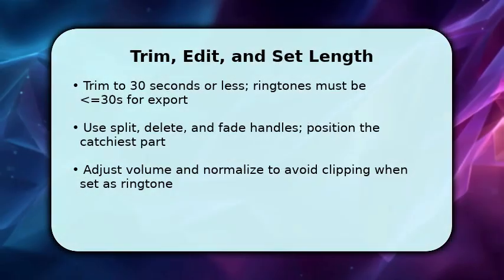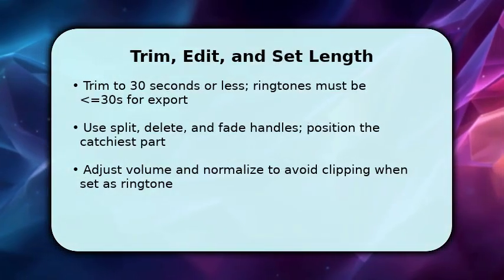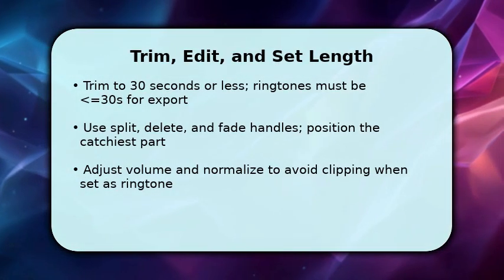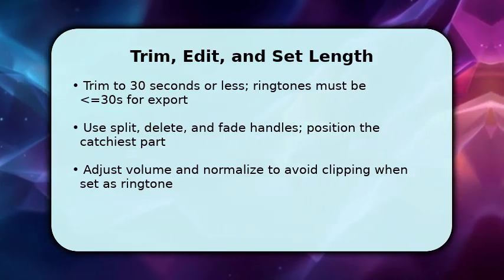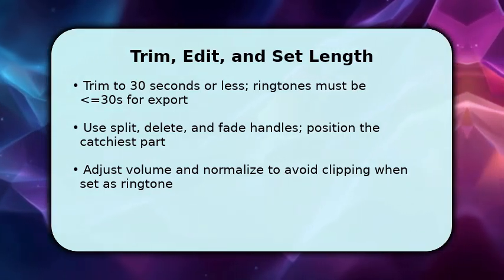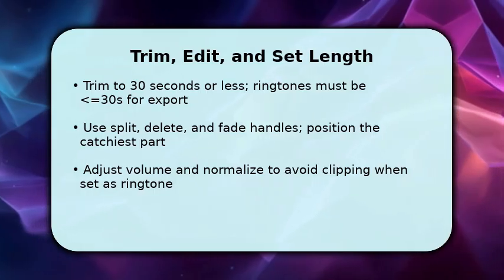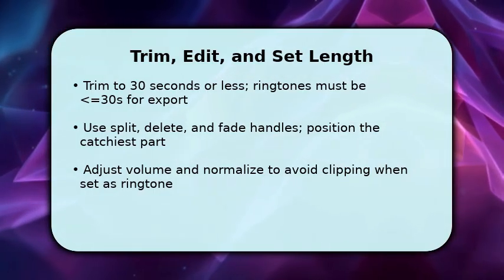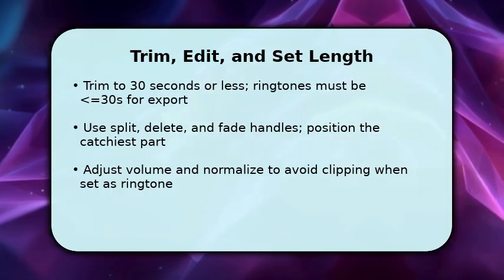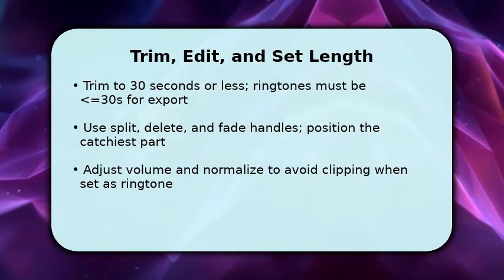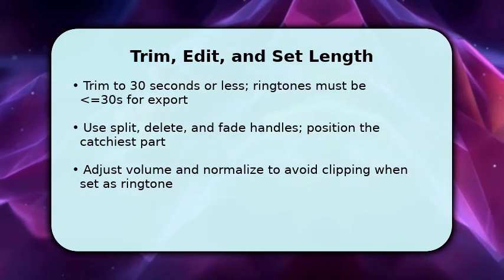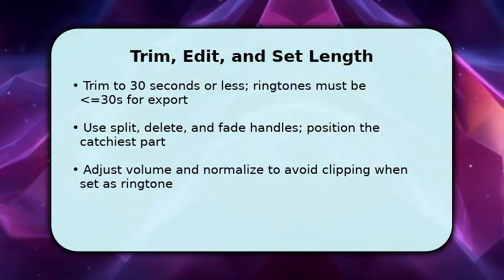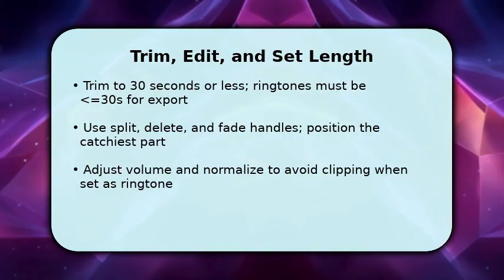Now focus on the important middle work. Trim the clip to the exact part you want and keep it under 30 seconds so iOS accepts it as a ringtone. Tap the track, use split to cut, delete to remove extra sections, and drag fades to smooth the start and end. Make sure the audio levels are balanced by adjusting the track volume. This prevents sudden loudness when your phone rings. Once the edit sounds right, you're ready to export the file as a ringtone from GarageBand.